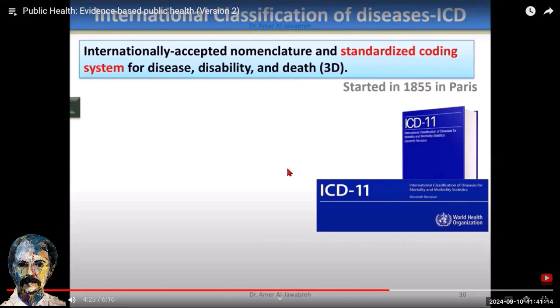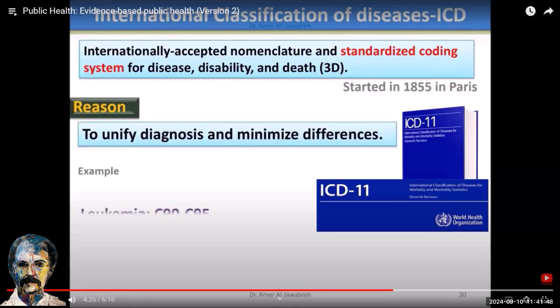This started in 1855, when they realized that each culture, each country had differences in definitions. So they met in Paris and said, we want to have something that unifies the definition all over the world. So that when I go to every country, I am diagnosed with the same disease. When I go to USA and Canada, I will have the same diagnosis, not a different diagnosis, which means almost the same treatment. Okay, so this is the reason.